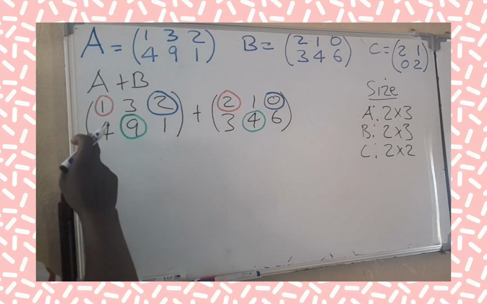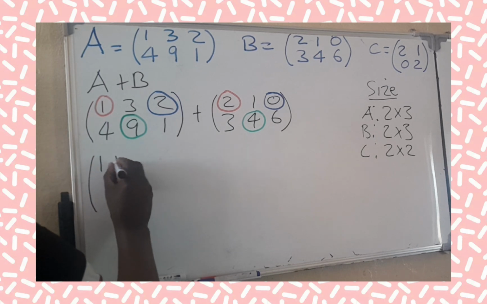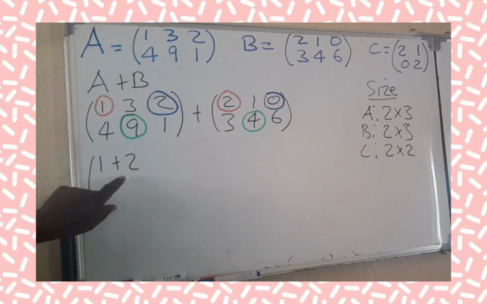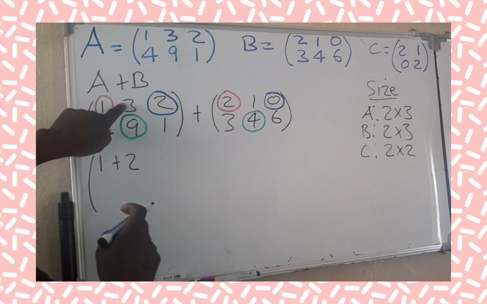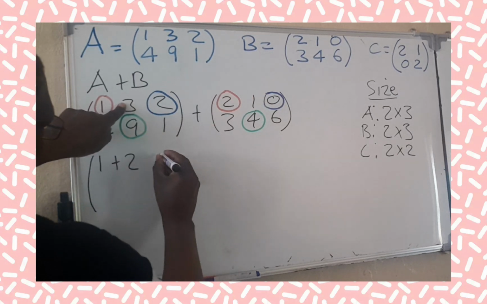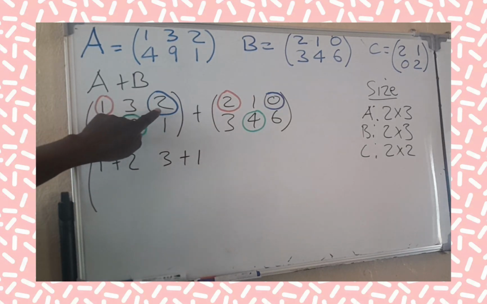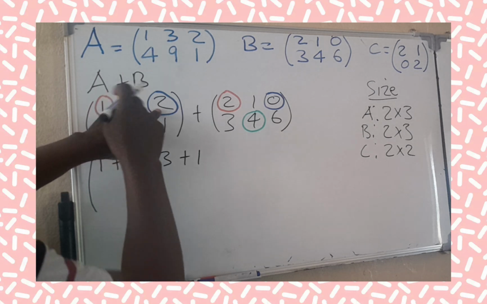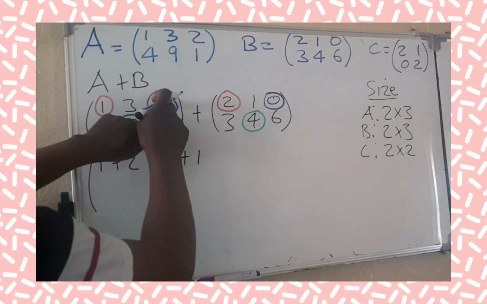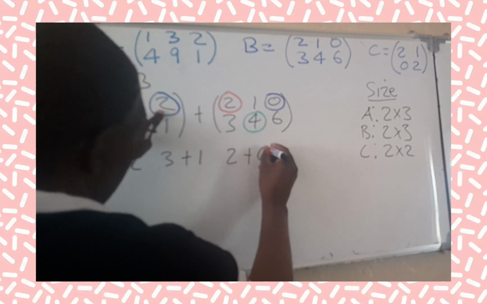Here we are. So we say a 1 is added to a 2, so 1 plus 2. That will be the first element of our new matrix, the sum of A and B. Then our second element will be a 3 added to a 1, so 3 plus 1. Our third element in the first row of our new matrix will be a 2 added to a 0, so it is 2 plus 0.